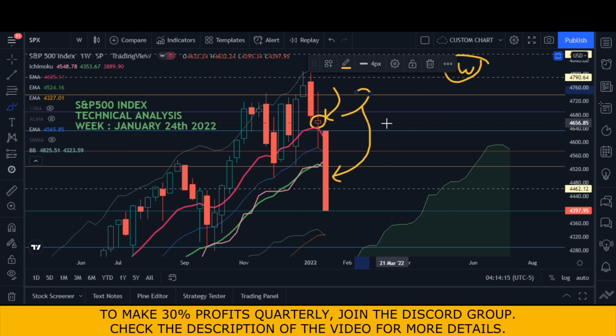Then we have another resistance at 4740. See the importance of this 4740. I have described many times in my previous technical analysis also. Okay, so you can see 1, 2, 3, the market was moving around this 4740. Then another resistance we have at 4690, 4, 6, 9, 0.